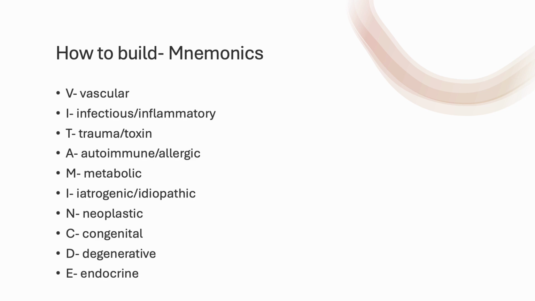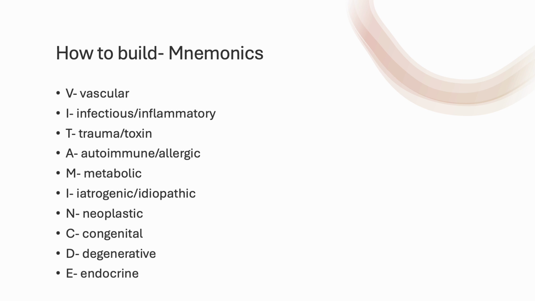So two of the more common ones are going to be VITAMIN C, D, E, where each letter in the mnemonic stands for a different system, V being vascular, I for infectious and inflammatory, T for trauma or toxin, A for autoimmune or allergic, M for metabolic, that second I for iatrogenic or idiopathic, which basically means did we cause this, being iatrogenic, or do we not know what it is, being idiopathic, N for neoplastic or cancer, C for congenital, D for degenerative, and E for endocrine.